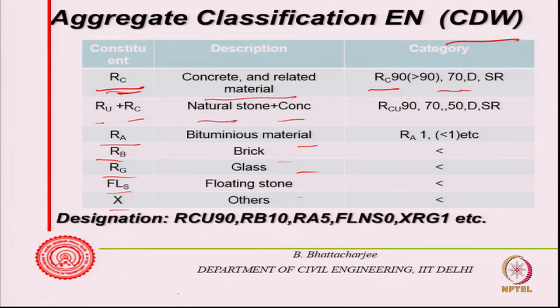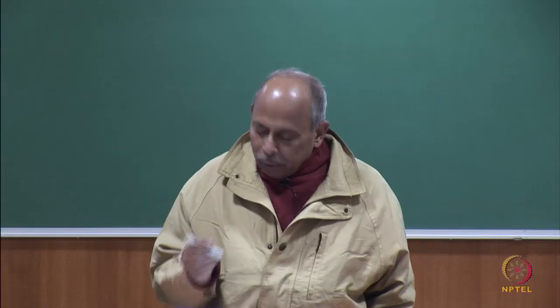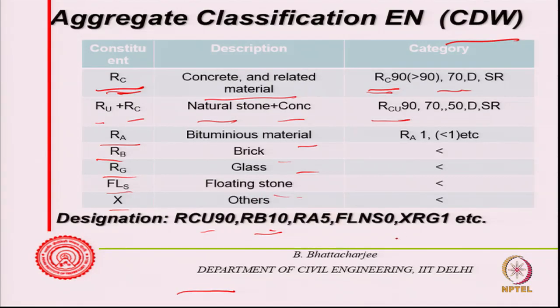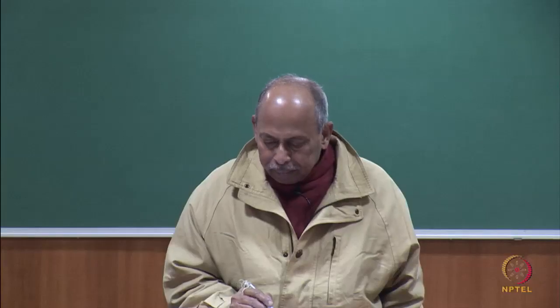So you will have a classification based on this. For example, RCU 90, right? RCU 90 would mean natural stone and concrete are more than 90%. RB 10, so the brick should be less than 10%, because you want to use them as aggregate. You do not want too much brick. So where it is brick, glass, etcetera, it is less than, and where it is concrete and natural stone, it is more than. Similarly floating stone 0, S 0, etcetera. So this is how they classify them, right? The European code classifies it in this manner, okay.